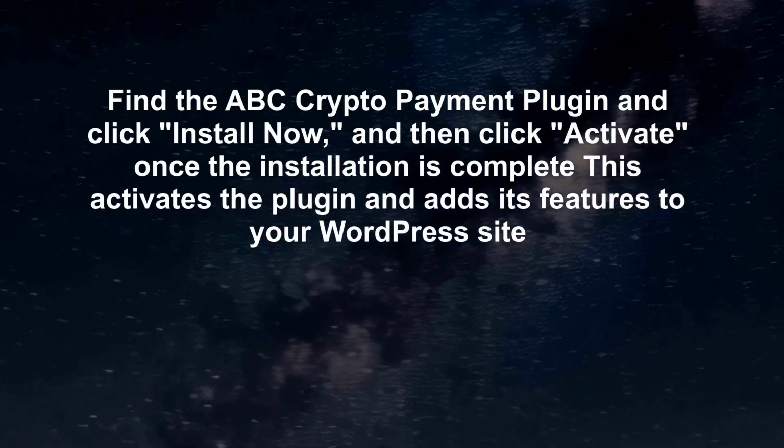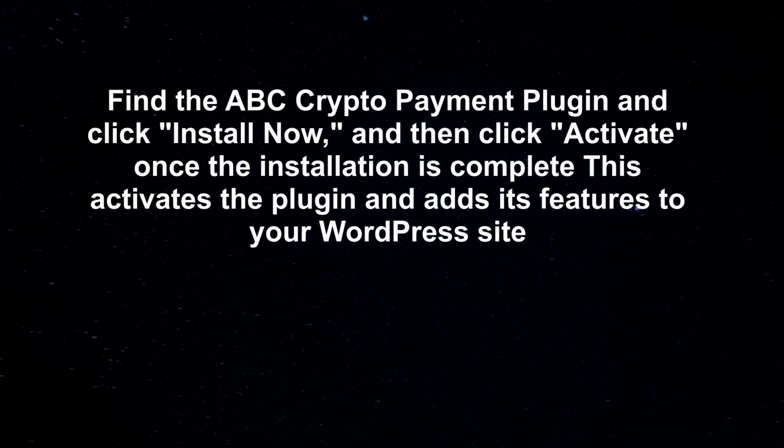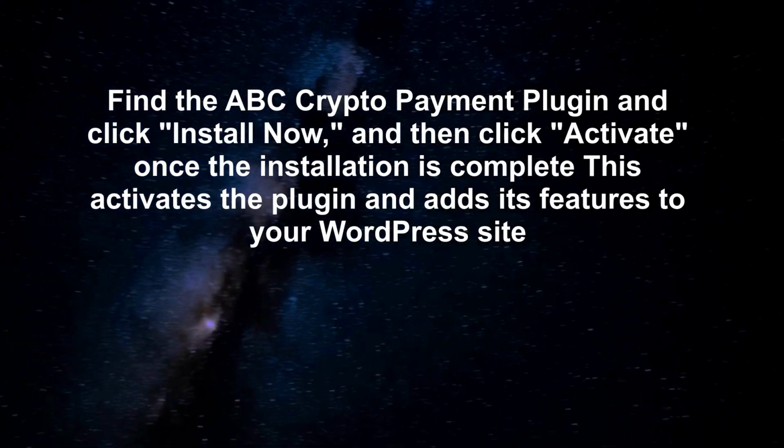Find the ABC Crypto Payment plugin and click Install Now, and then click Activate. Once the installation is complete, this activates the plugin and adds its features to your WordPress site.